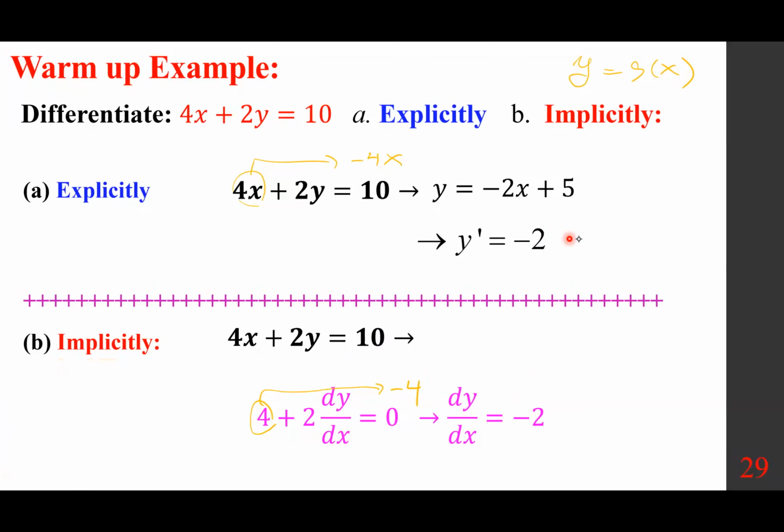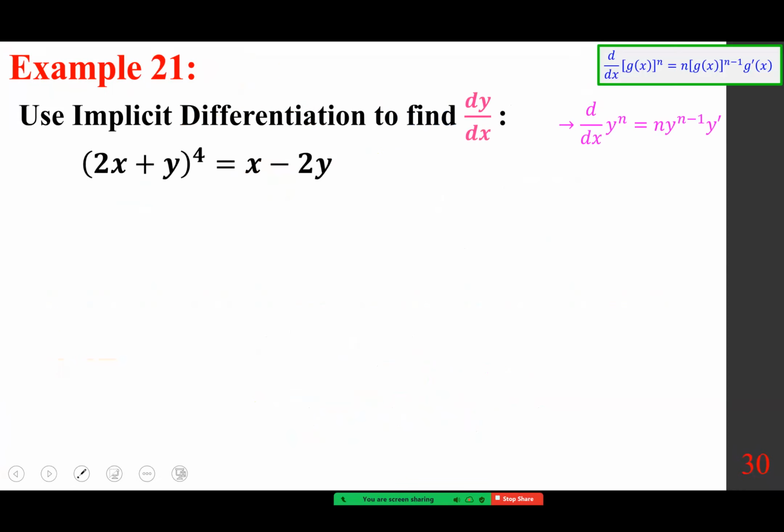However, as I mentioned, in some cases, it's impossible to solve for y. Here's an example where we want to do implicit differentiation. We want to find dy dx. And I want to remind you, when we have g of x to the power of n, the derivative is n times g of x to the power of n minus 1 times g prime. If we have y to the power of n, compare these two, it becomes the same thing: n times y to the power of n minus 1 times y prime. That is extremely important.